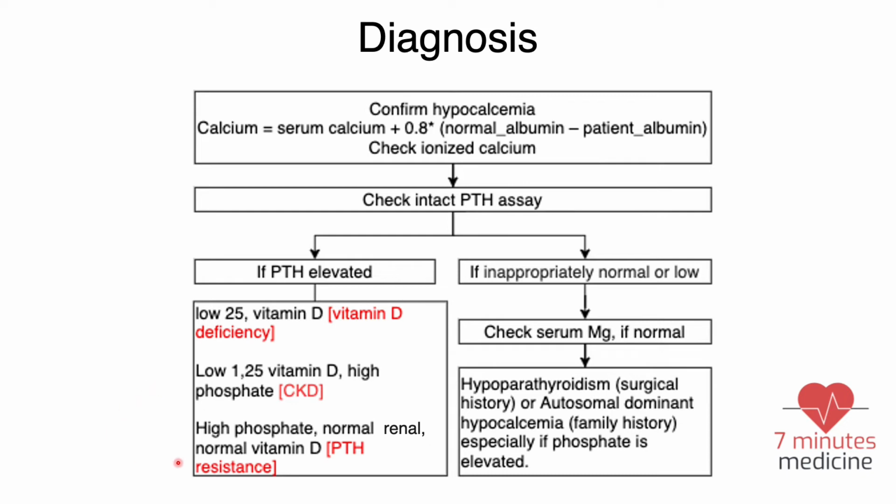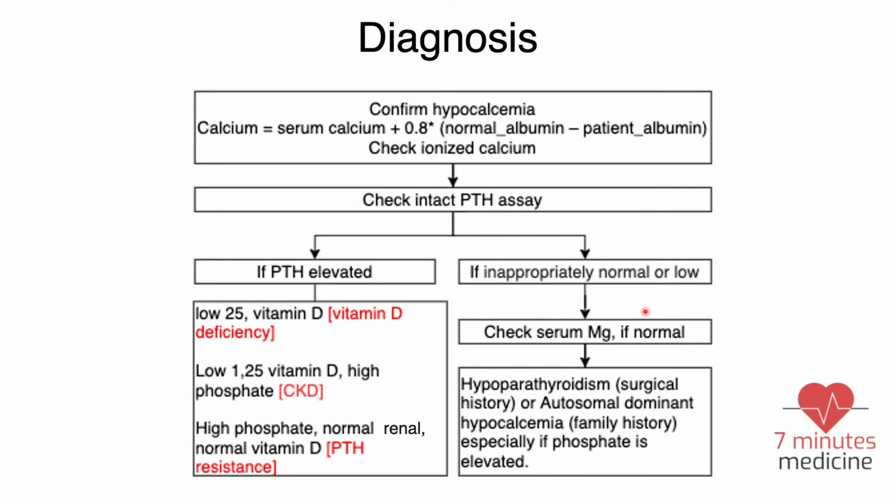There are also some genetic disorders where the phosphate is high, the PTH is high, and there's normal renal function and normal vitamin D, which is called PTH resistance, and we see it more in pediatrics. Let's say that the PTH was normal or low, which is interesting, because if the calcium is low, the normal physiologic response should be a high PTH. So if the PTH is low, that tells us there's a problem with the PTH secretion.